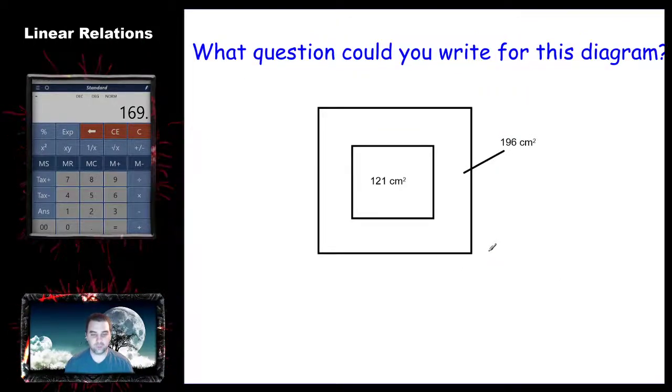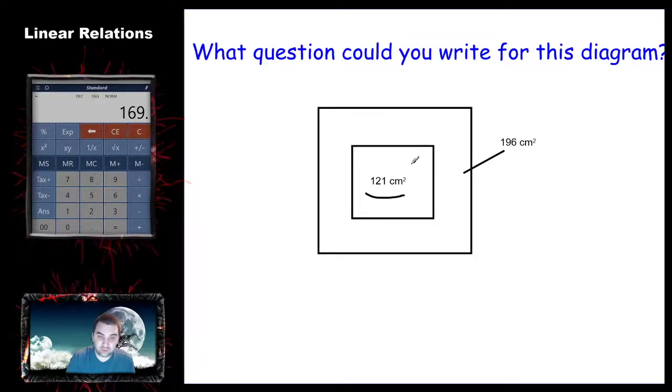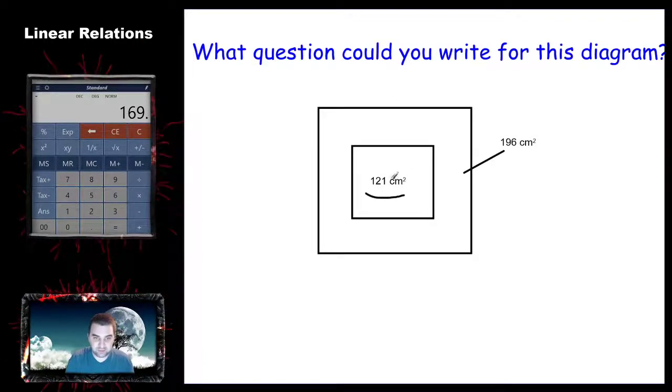Last question. I thought we were done. What question could you write for this diagram? Oh yeah, we are kind of done. We just have to talk about this one. So, unlike that terrible question that I just had on the previous slide, let's see if we can create a better one here. Well, the internal area of the inside piece here is 121 centimeters squared.